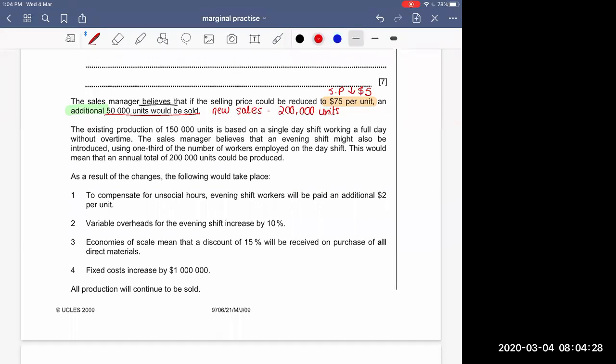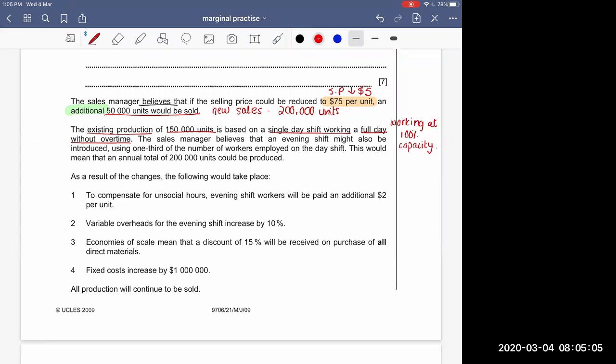So, the existing production of 150,000 units is based on a single day shift, working full day without overtime. Full day means we are working at our full capacity. This 150,000 units output level is our 100% capacity. Right now we are working at full capacity to produce these 150,000 units. So how are we going to satisfy the additional 50,000 units of demand that may emerge due to the decrease in selling price?